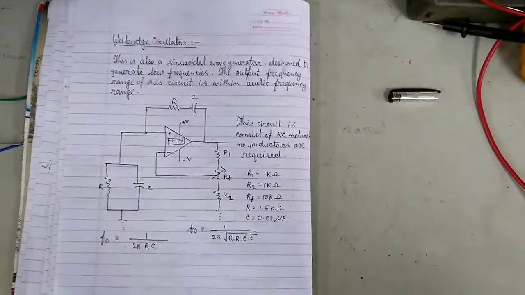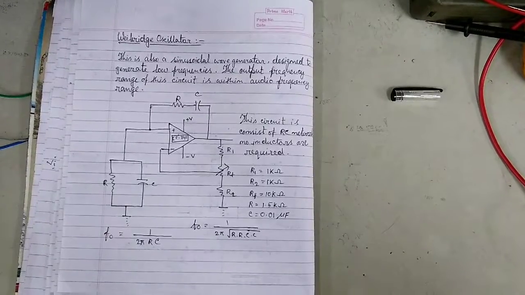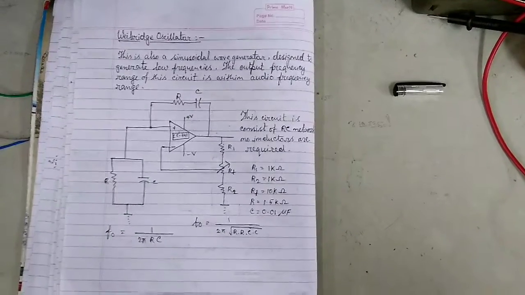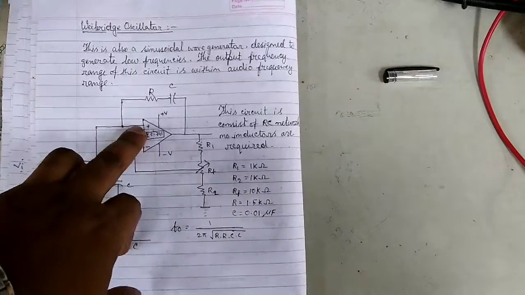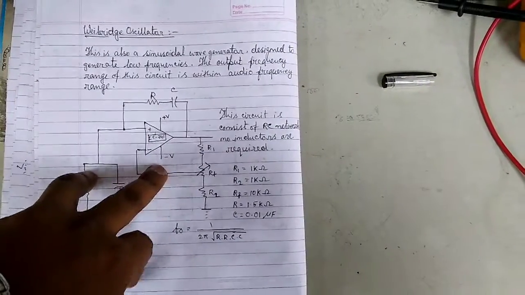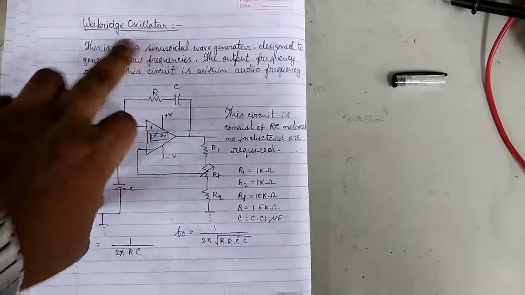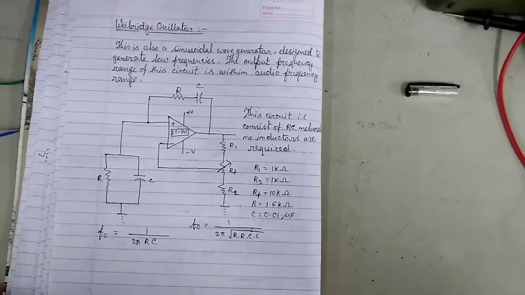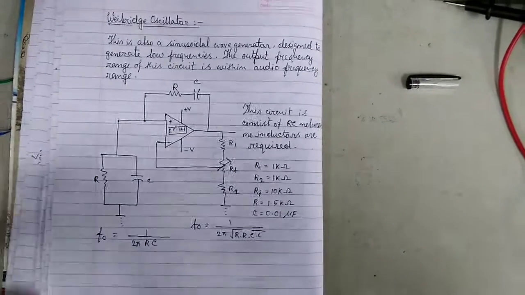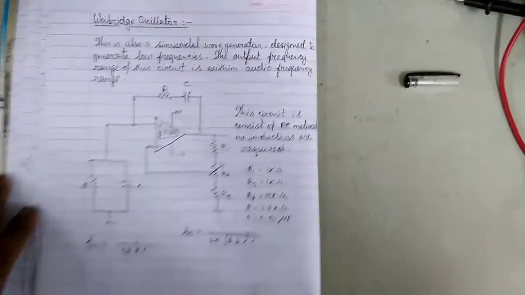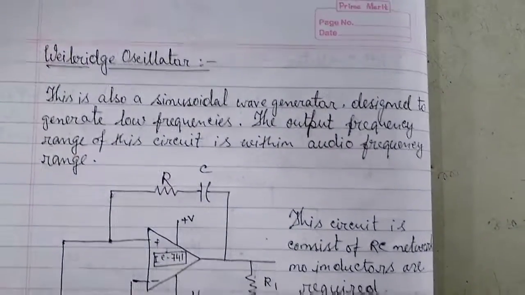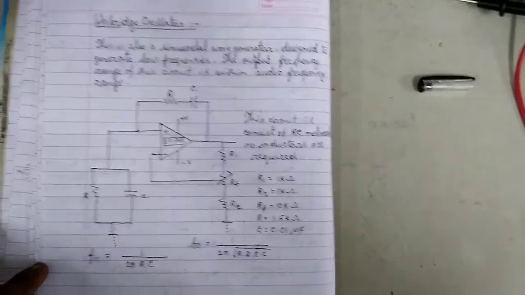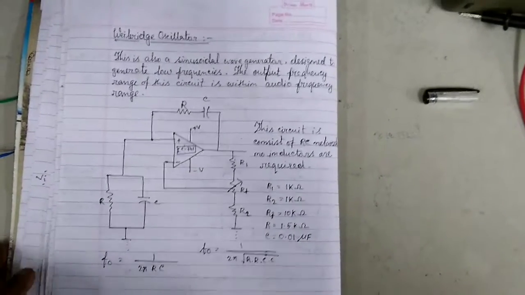Hello students, this is the second part of the oscillators, and these oscillators are designed using op-amps. The name of this oscillator is Wien-Bridge oscillator, and these are low frequency oscillators. Actually these oscillators can generate signals within the audio frequency range, so from 20 up to 20 kilohertz.